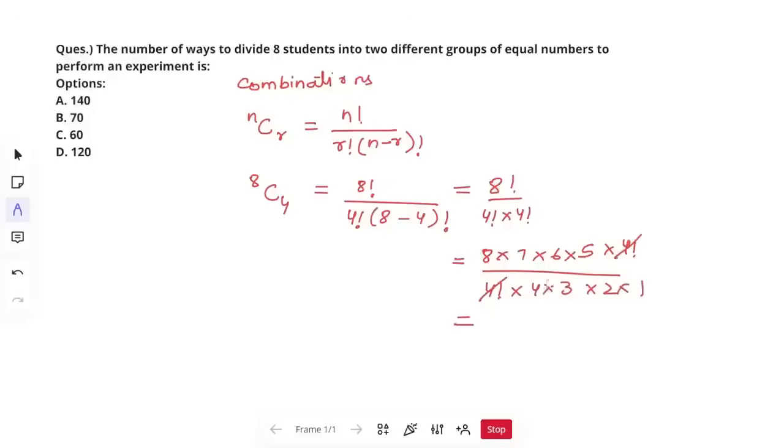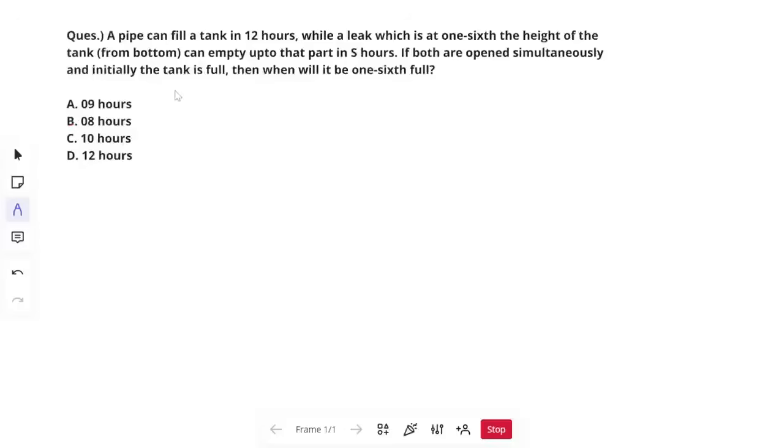So for example, 4 2s are 8, this can get cancelled. 3 2s are 6, this can get cancelled. So 2 5s are 10 into 7, which is going to be 70. The correct answer in this case is going to be option number B, which is 70. Hope you have understood it. Let's now move on to the next question.